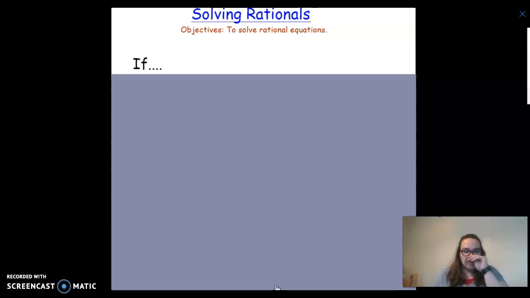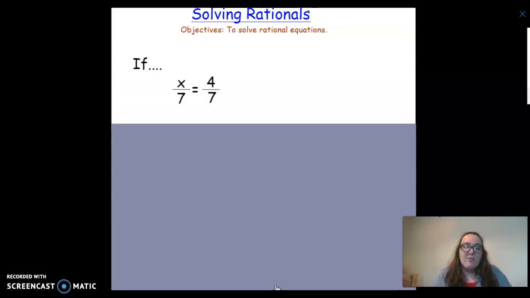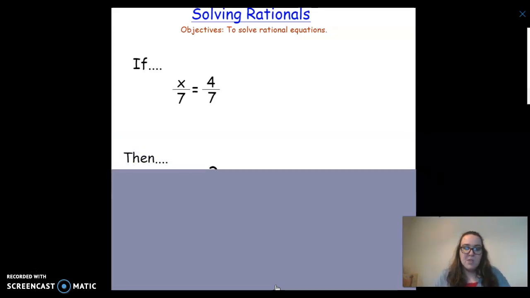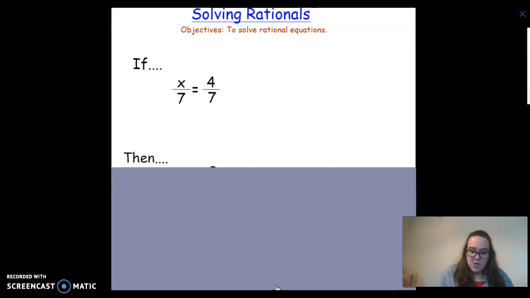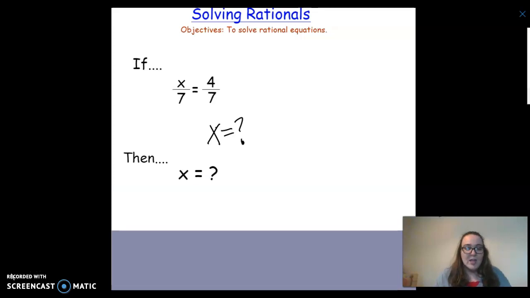Okay? So, right here at the start, it says if x over 7 equals 4 over 7, then here's my question. What does x equal? So if x over 7 equals 4 over 7, what does x equal? Well, if x over 7 has to equal 4 over 7, they have to be equal. Well, then, guess what? Oh, I didn't know there was a question mark down there. Okay, so x has to equal 4.